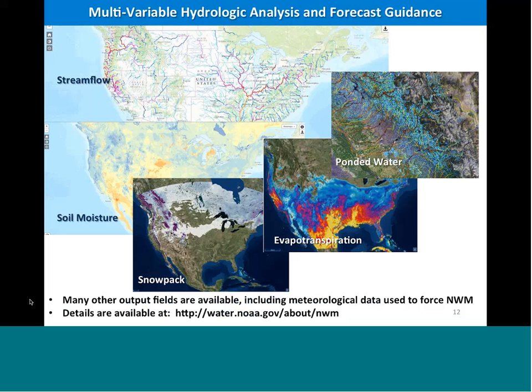It's not just streamflow. It's a full suite of water budget variables, soil moisture, snowpack, evapotranspiration, and some emerging ways to look at nuisance or even large-scale flooding events with this notion of ponded water, water on the surface. This is just a glimpse of what's available. The full details are at this water.noaa.gov address at the bottom of the site.